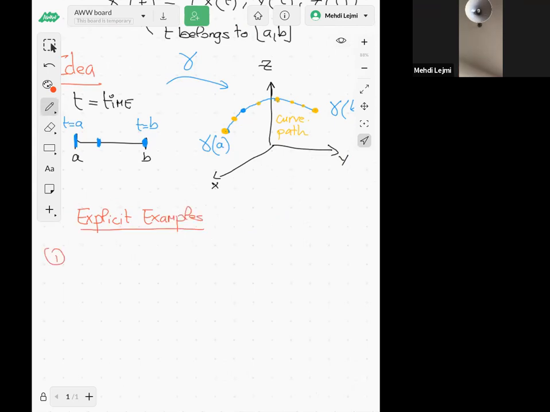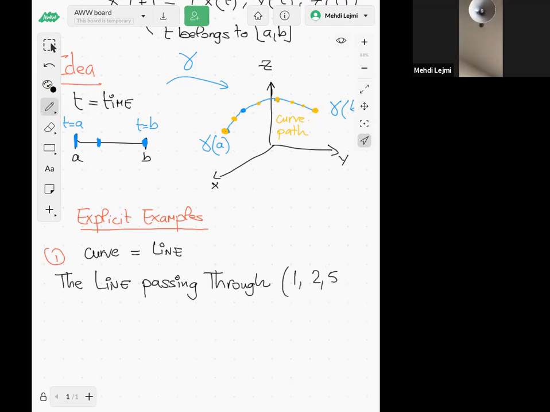First example is when your curve or path is just a straight line. First example, the curve is actually a line. For example, let's say the line, we are in this space, passing through a random point, for example the point (1, -2, 5).